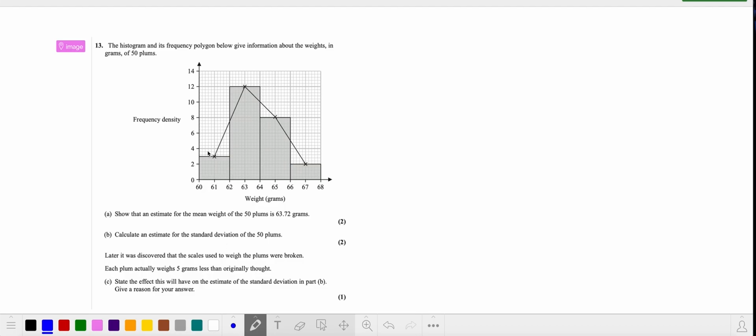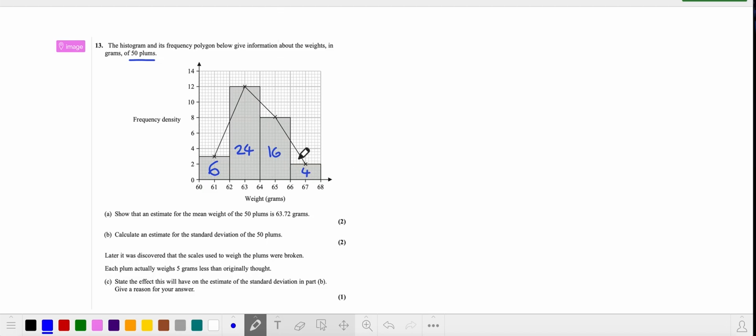Class width of 2, frequency density of 3 gives us an area of 6. Class width of 2, frequency density of 12, area is 24. Class width is 2, frequency density is 8, area is 16. Class width is 2, frequency density is 2, area is 4. Add those all up. 6 plus 24 is 30. 16 plus 4 is 20. Gives a total of 50, which corresponds with the total number of plums we've got.